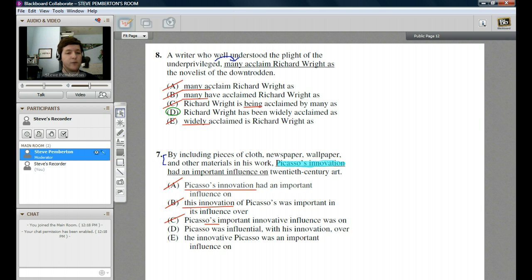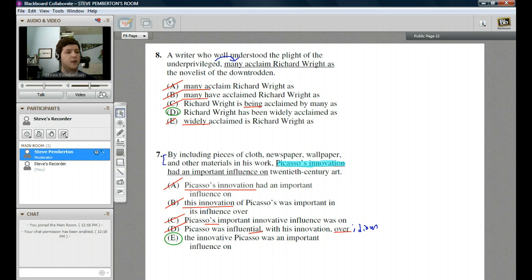So Picasso was influential with his innovation over 20th century art, or the innovative Picasso was an important influence on. You probably wouldn't say Picasso was influential over 20th century art. Not usually influential over a period of art. You can be influential on something. So we have a little bit of an idiom error going in answer D. You wouldn't say influential over, you're influential on periods of time. So it has to be E.